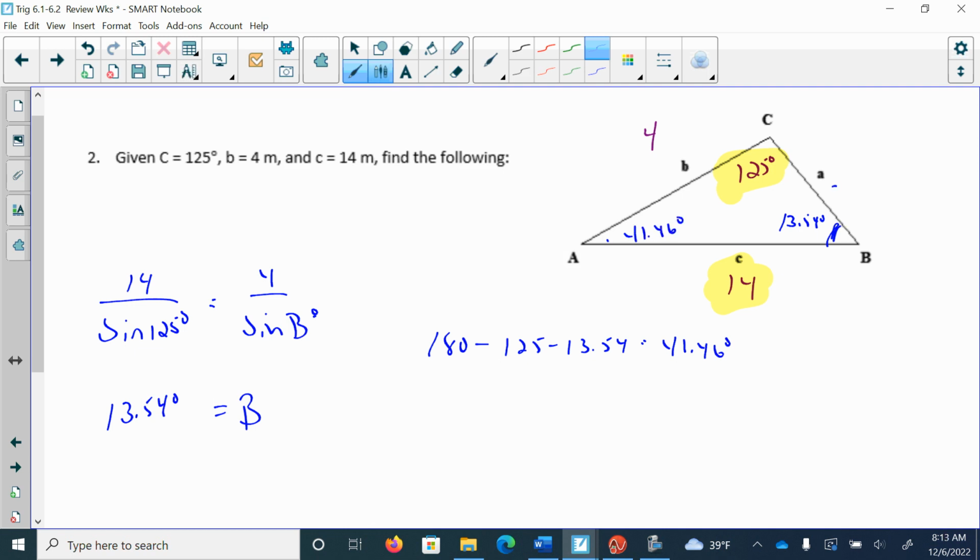And now to find side A, I'm going to go back to 14 over the sine of 125 degrees is equal to A over the sine of 41.46 degrees, and when I do all that work, A ends up equaling 11.32. And so that triangle is now solved.